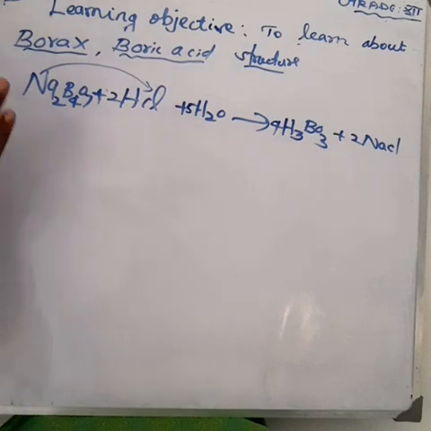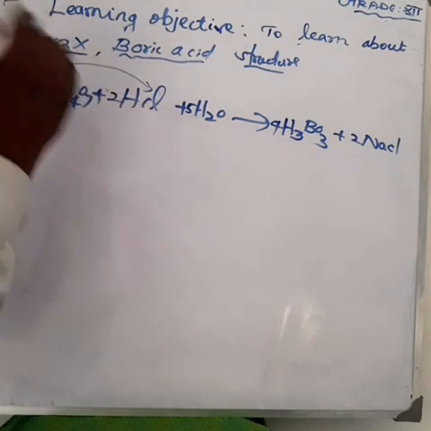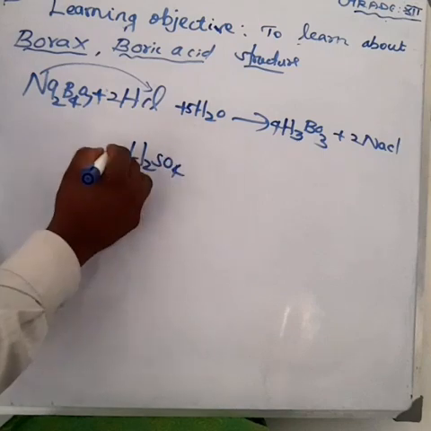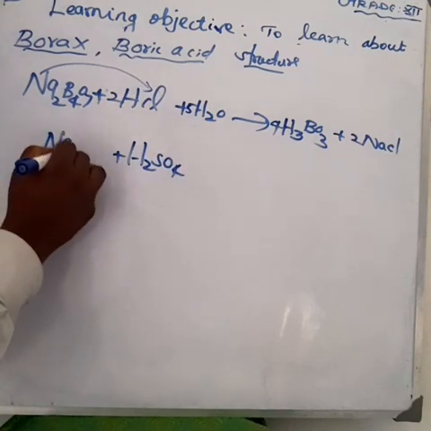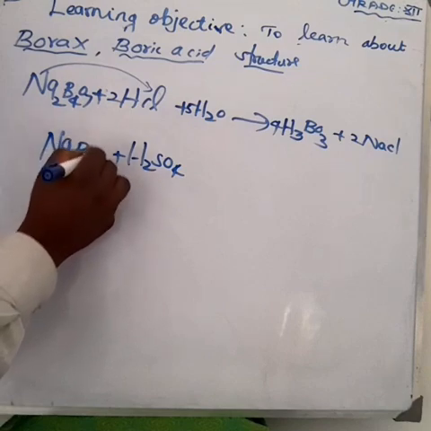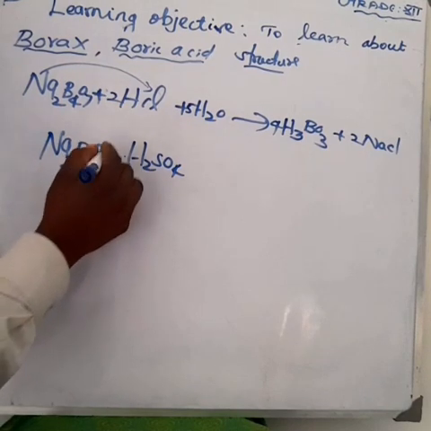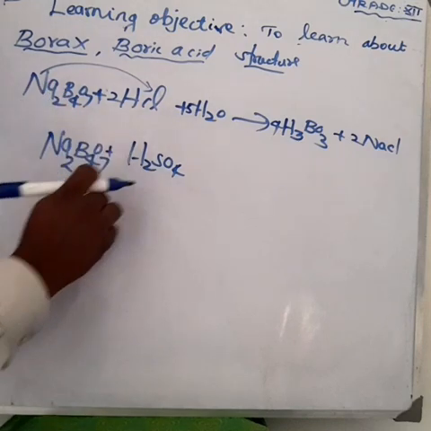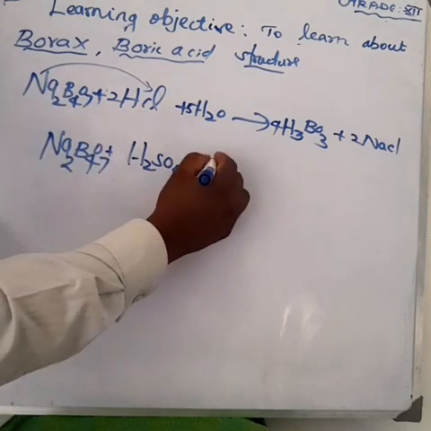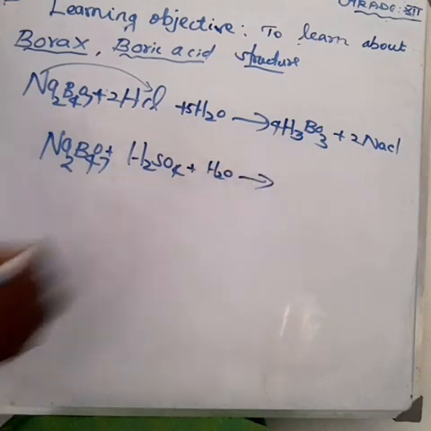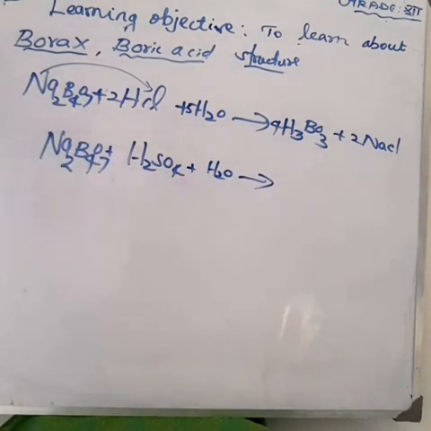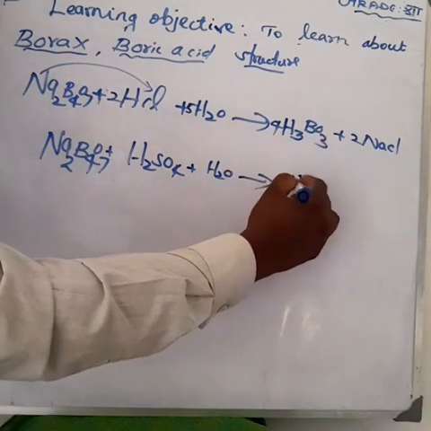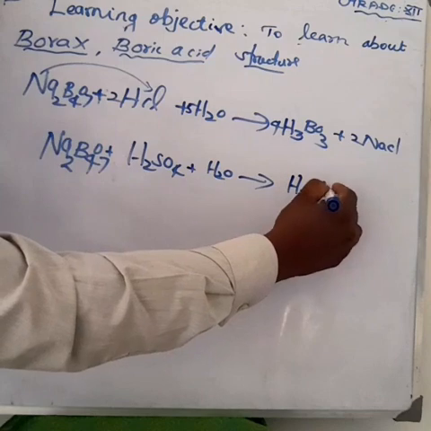Okay. Next one. What happens? Borax reacts with dilute sulfuric acid. What is the formula for borax? Na2B4O7. This borax reacts with sulfuric acid, H2SO4, in the presence of water. I told you that it's a dilute acid, so water is a must. So what is the product? H3BO3, we get boric acid.